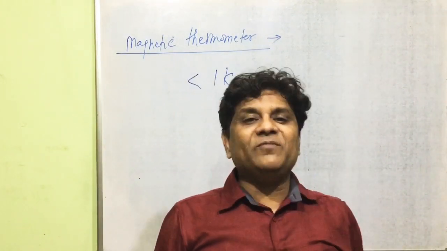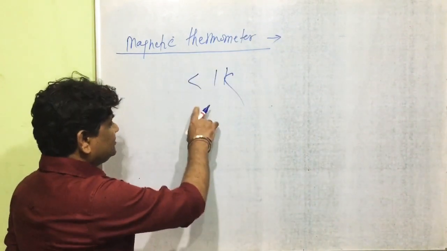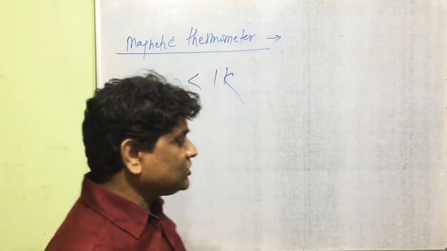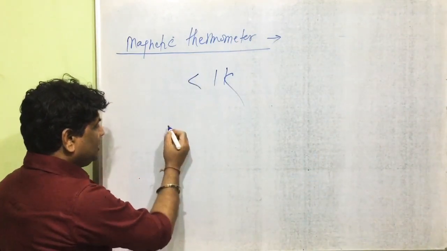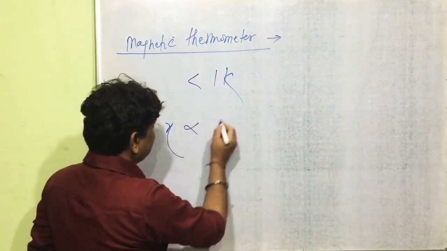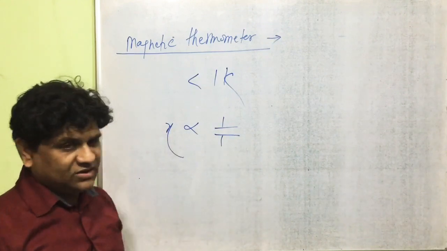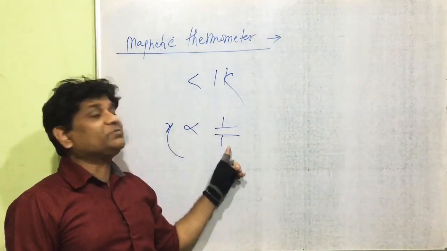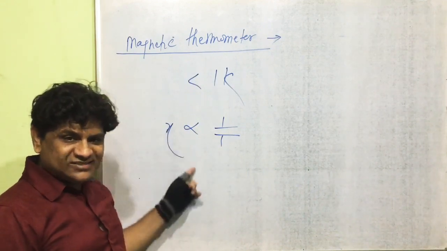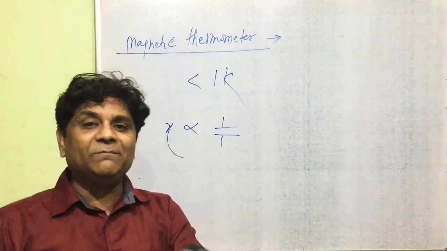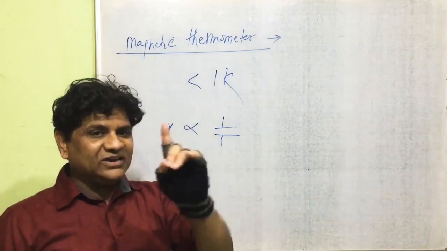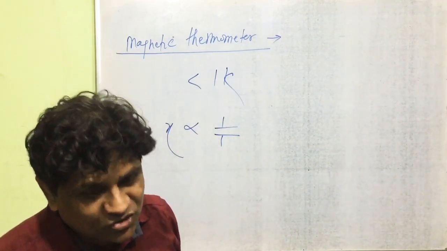Now, what is the principle of the magnetic thermometer? It is based on the principle of Curie's law. You know, according to Curie, magnetic susceptibility is inversely proportional to the absolute temperature. Psi is the symbol of magnetic susceptibility, and T is the absolute temperature, which must be in Kelvin. This relation was given by Curie at very low temperature.